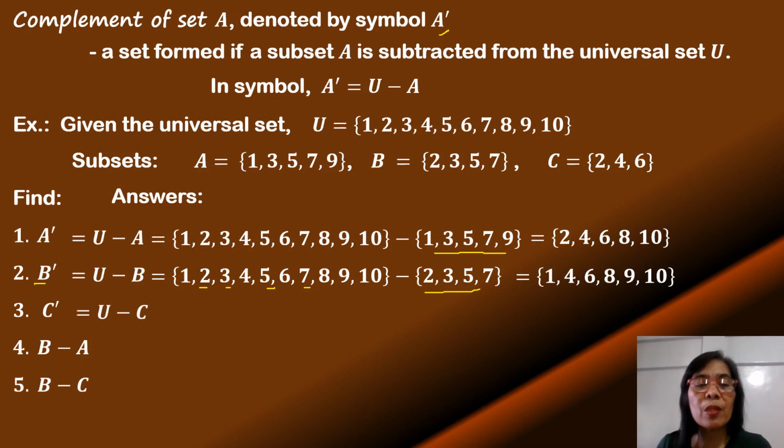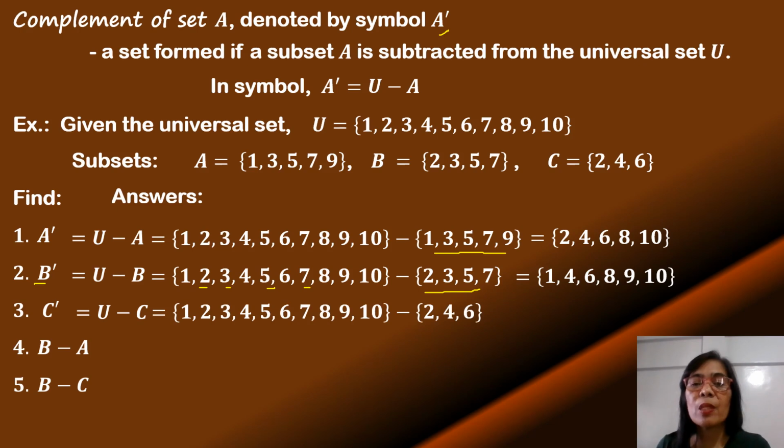The complement of C is the universal set minus set C. So we have the universal set less the elements found in the set C, 2, 4, and 6. So universal set less these elements will give us the complement of C. That is the set containing the elements 1, 3, 5, 7, 8, 9, and 10.